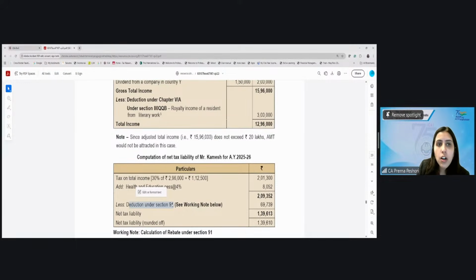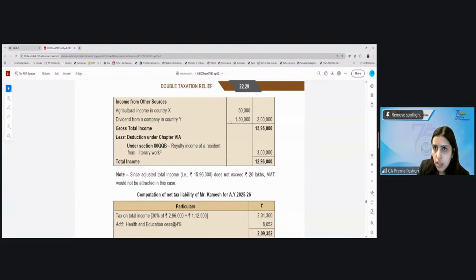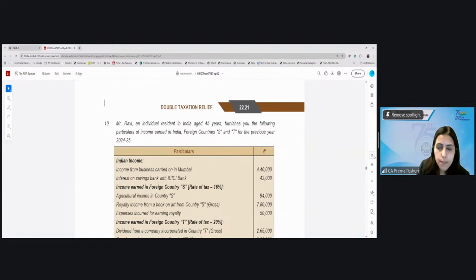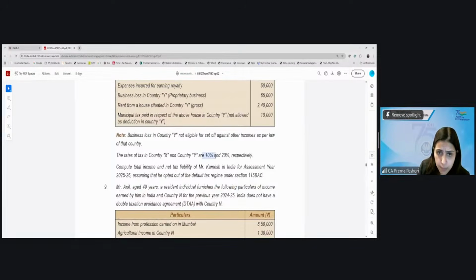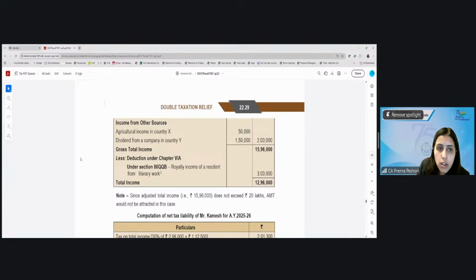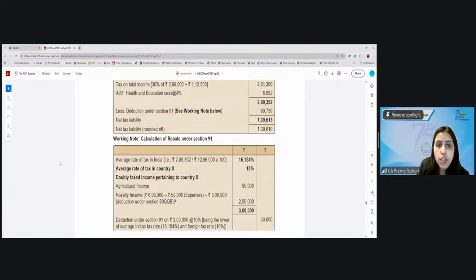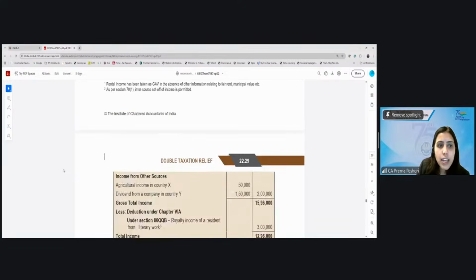Now first, to calculate the relief, we will allow each country wise students. You will allow each country wise. So if you go back to the question, you will see there are two countries. In X it is 10% and in Y it is 20%. So we will calculate the relief for two countries separately. Now how do we do that? So first for country X, what are the incomes paid in taxed in country X?